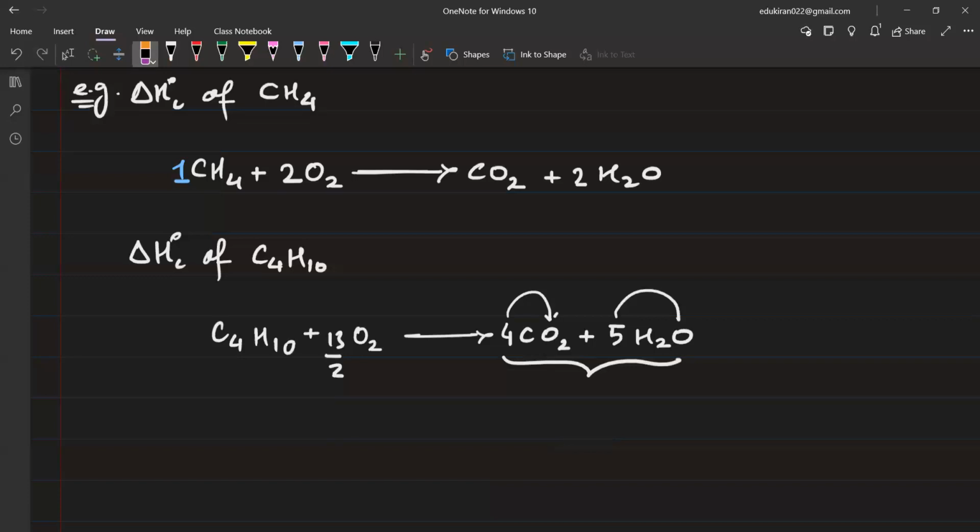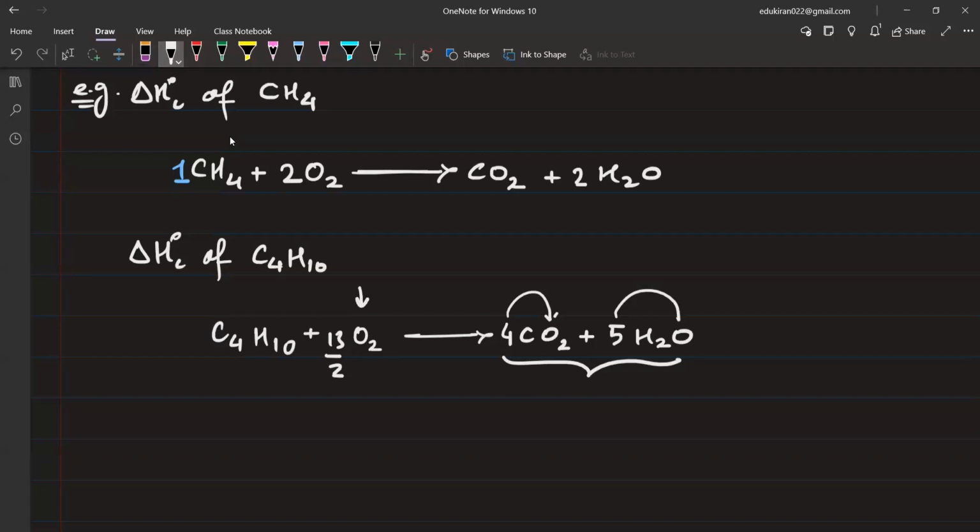See properly and tell me. How many carbon dioxide do we have? 4 carbon dioxide. So how many oxygen atoms total? 13. 13, na? And how many oxygen atoms here?